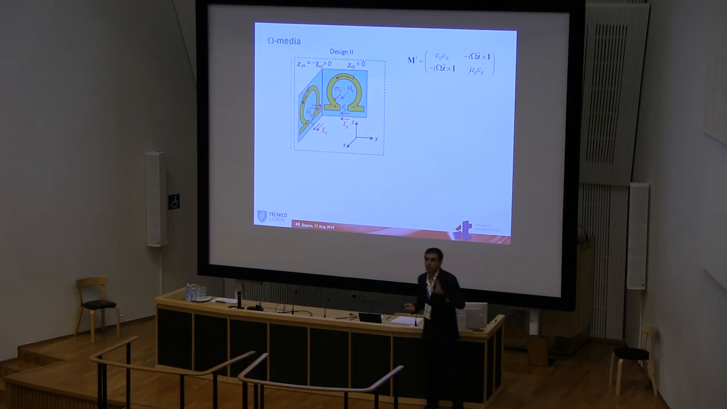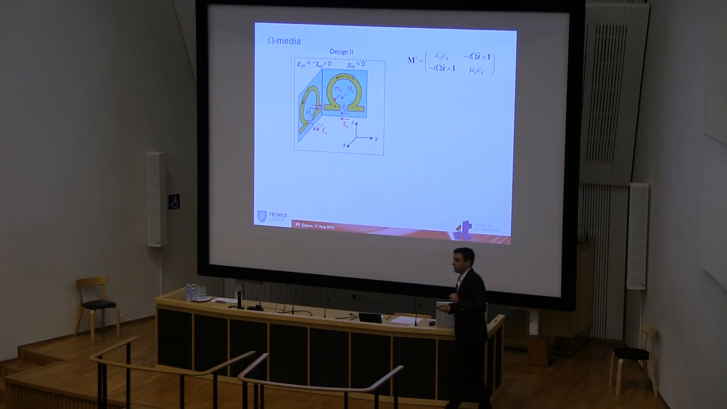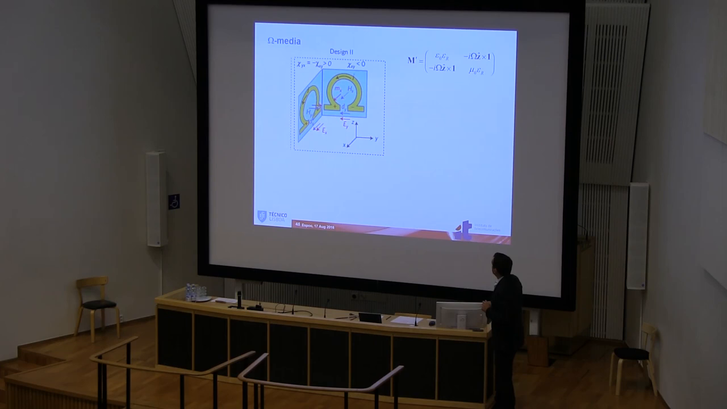And first of all, how can you make this omega medium? The omega medium has been very well studied in different contexts, even in the topological context. I'm going to briefly mention that right after. Basically, it can be done with inclusions that are omega shaped. It was first proposed, I think, by Professor Engheta, and has been very much studied by a lot of people. And so you can do it as a metamaterial.